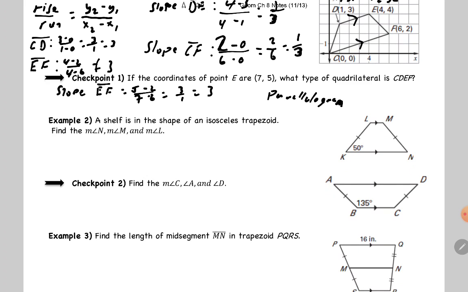Example 2. A shelf is in the shape of an isosceles trapezoid. So remember isosceles trapezoid, the legs are the same, the diagonals are the same, and they want us to find the measure of angle N, angle M, and angle L. Okay?